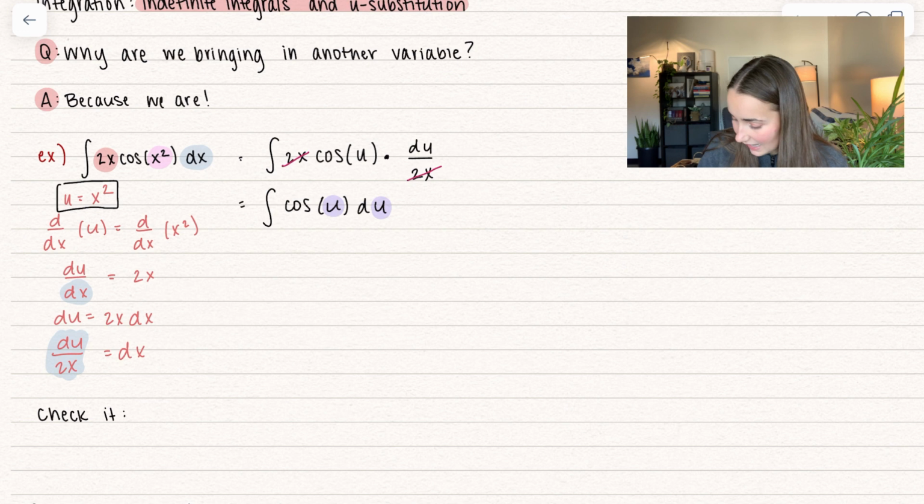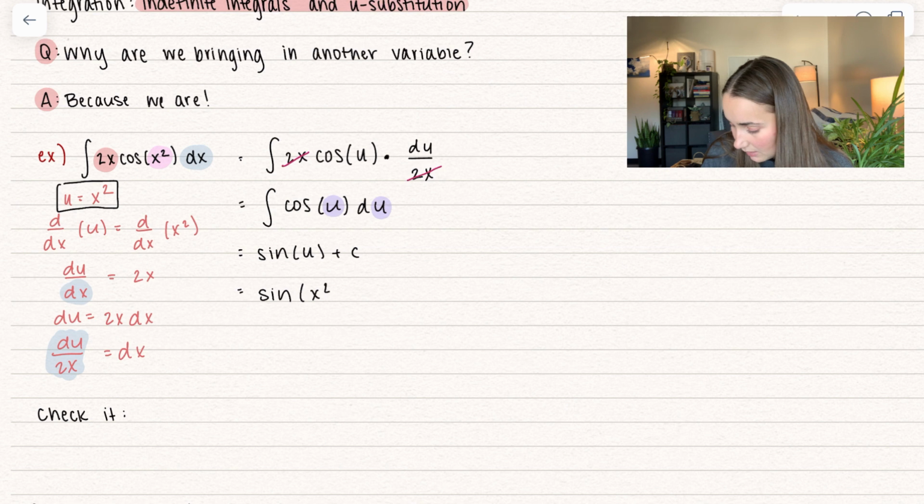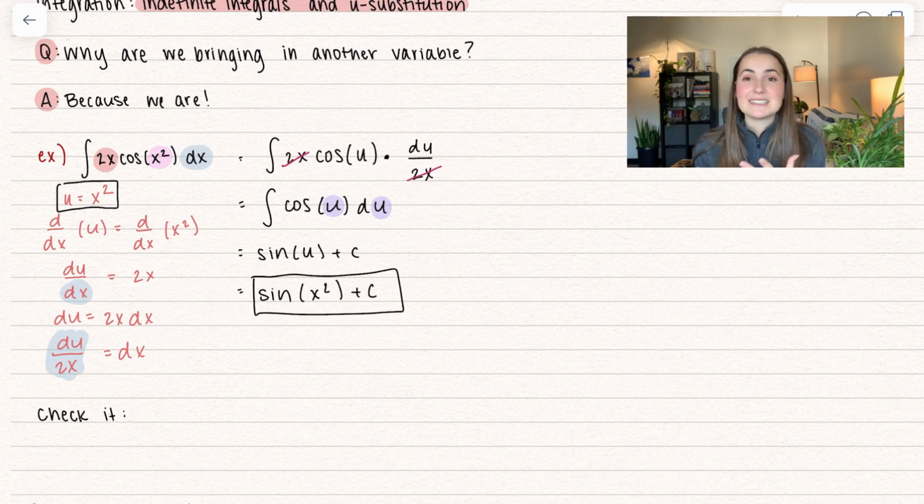So let's go ahead and actually take this antiderivative. This is equal to sine of u plus some constant c. But I don't want that u to stay there because we are originally integrating in terms of x. So what I'm going to do is replace that u with what it was originally equal to. So u is equal to x squared. And now we have our final solution. So now here we can see the purpose of using U-substitution, and it's because we're doing chain rule backwards.